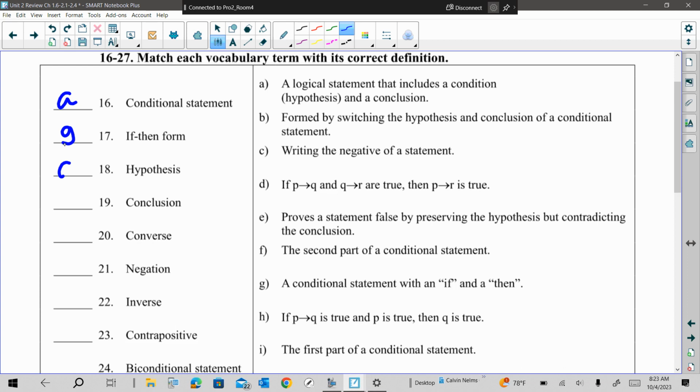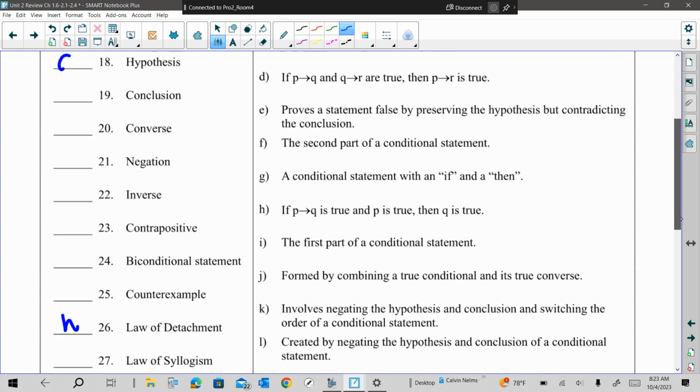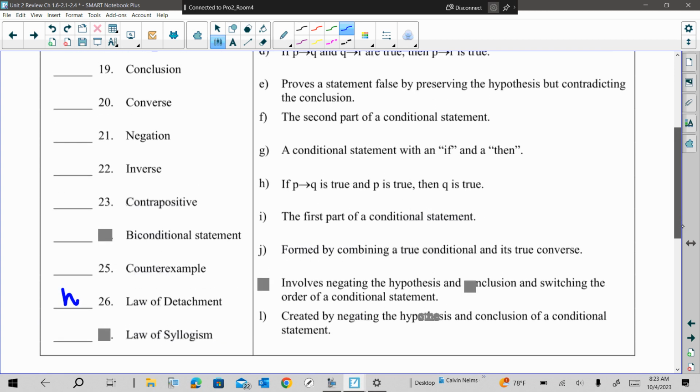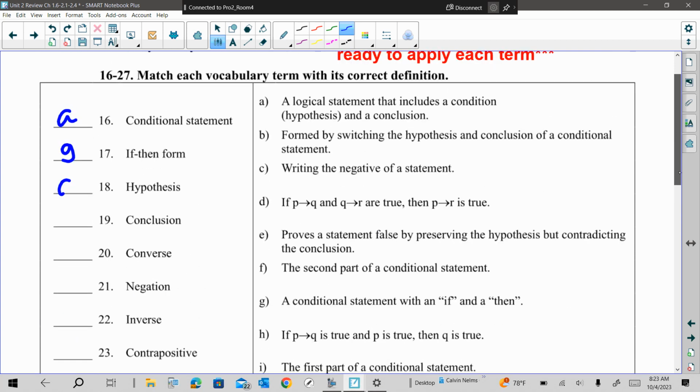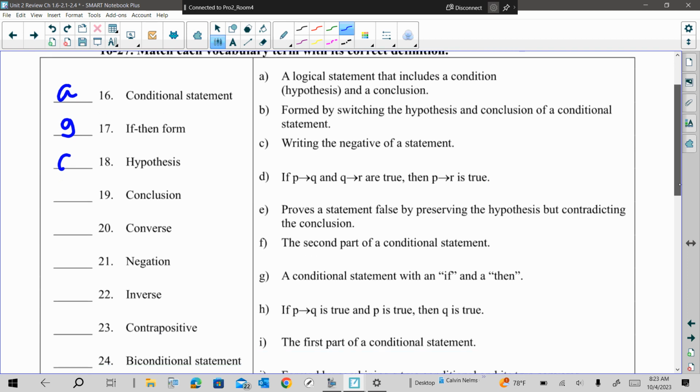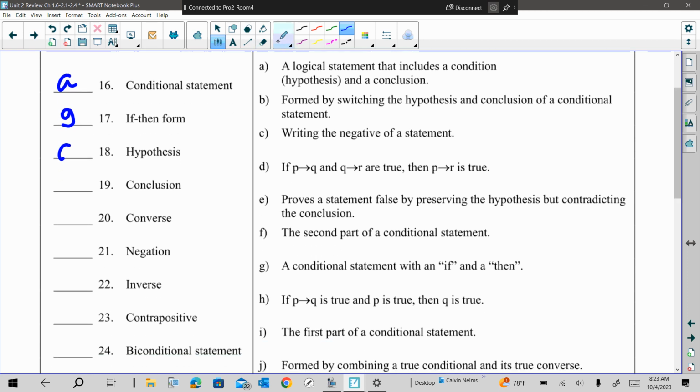What part is the hypothesis? The first part, yep, it is I. The first part of the conditional statement is the hypothesis. The conclusion comes when? After the second part, after the then, right? So that would be F.